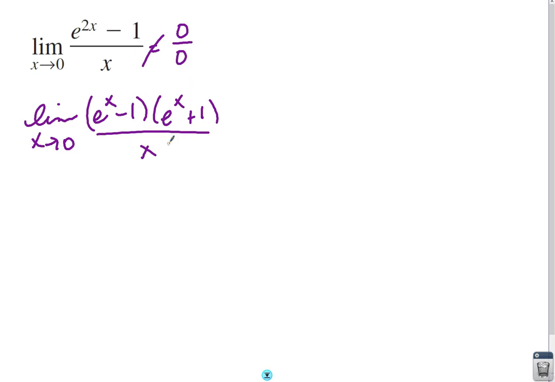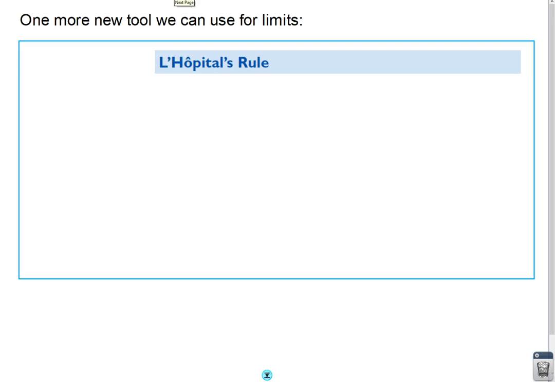What do we do, guys? What shall we do? If only there was another way. Well, guess what? There is. This is one more tool that we can use for limits. We like to call it L'Hopital. There are various ways to spell this, but we basically call it L'Hopital. Sometimes we abbreviate it as LHop for short, but it's L'Hopital's rule.